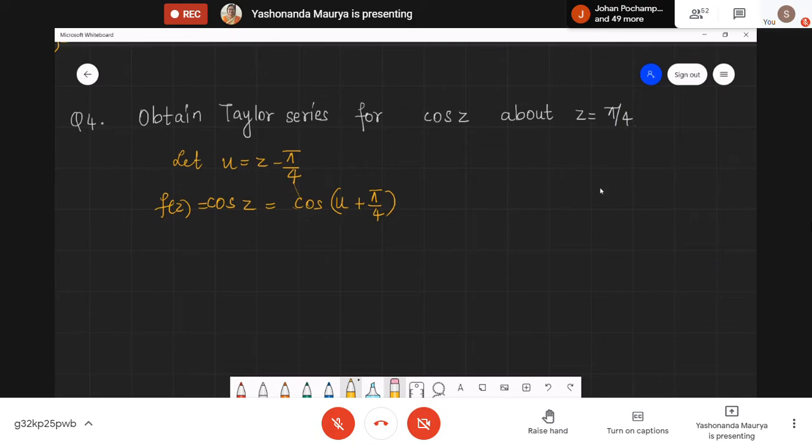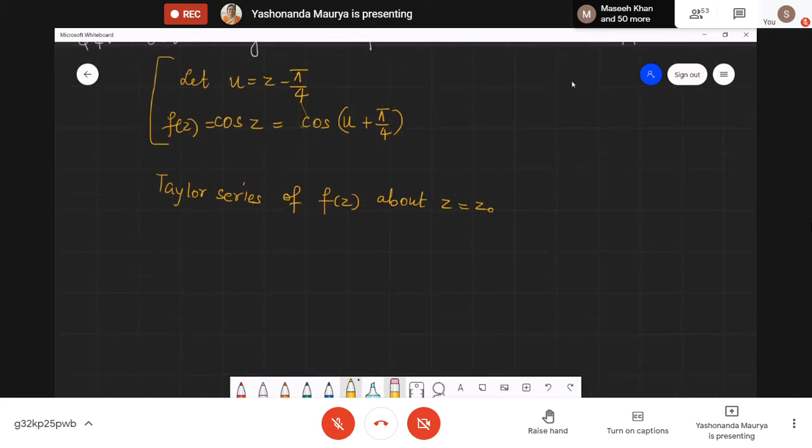Okay, now there are actually two ways. You can expand this and work it out, or you can go for the Taylor series method that you have already studied. What is that Taylor series method? It says that, I'll write down the correct expression for the Taylor series formula of f of z about z is equal to z0.